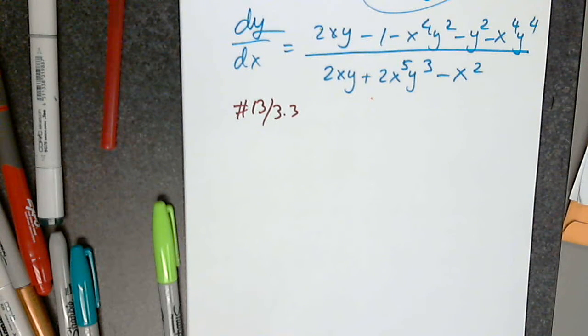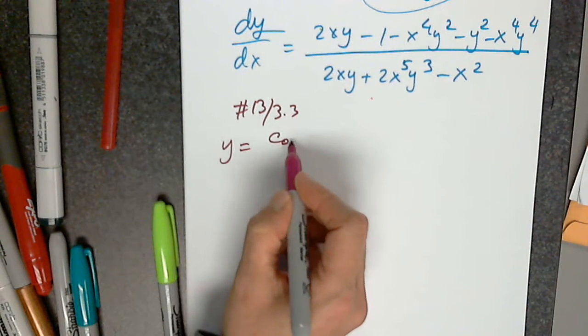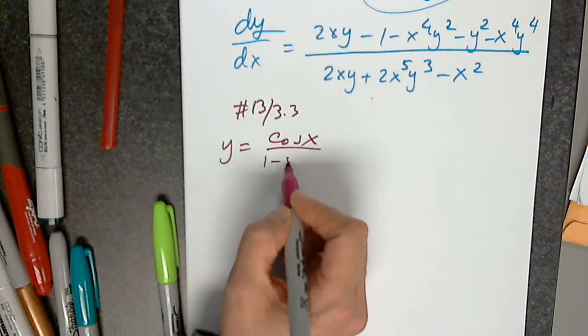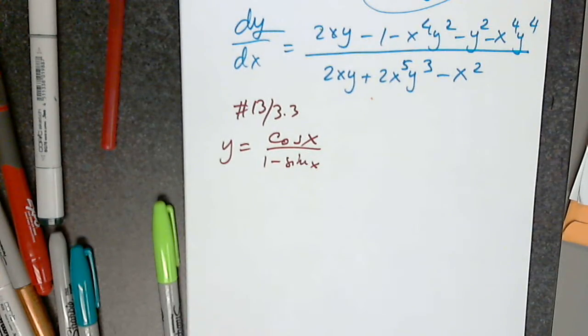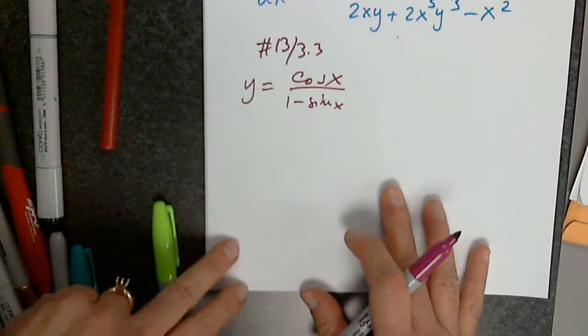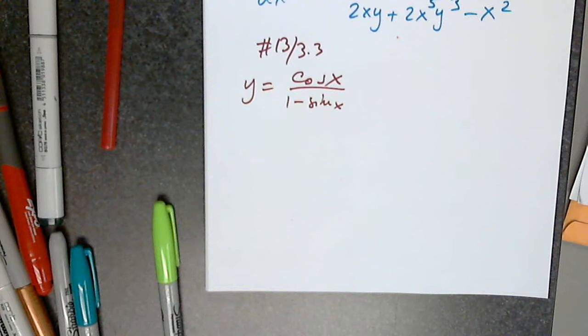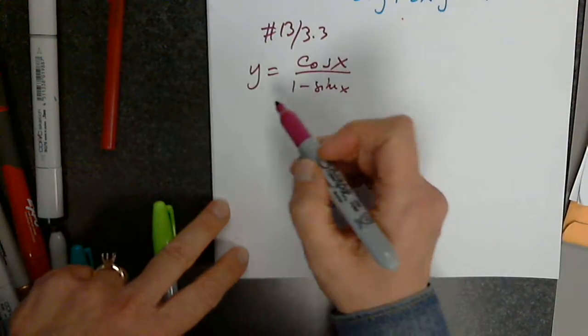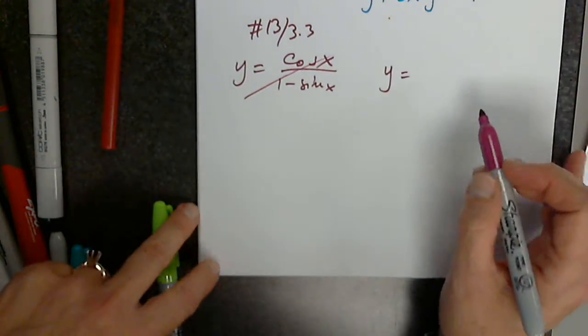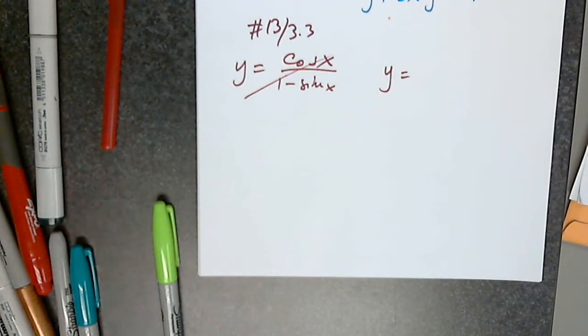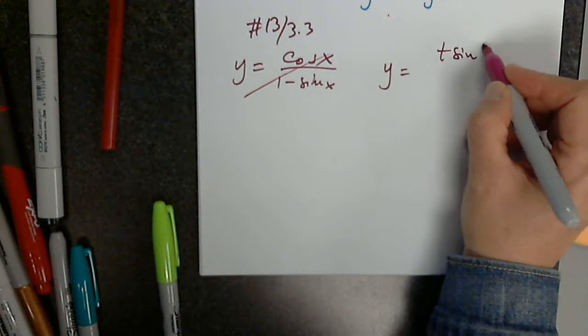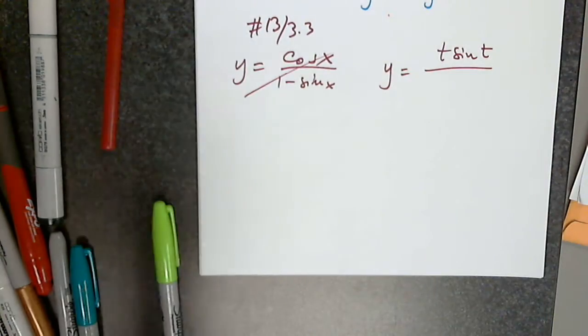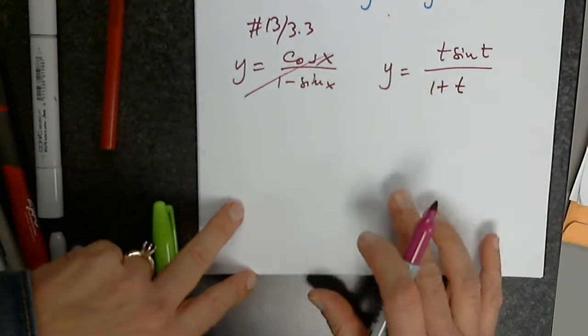Number 13. Okay, so y equals cosine x over 1 minus sine x. Sorry, maybe it should be y equals t sine t over 1 plus t. Oh, of course, because I copied 12 instead of 13. So y equals t sine t divided by 1 plus t. Very good. Sorry about that.